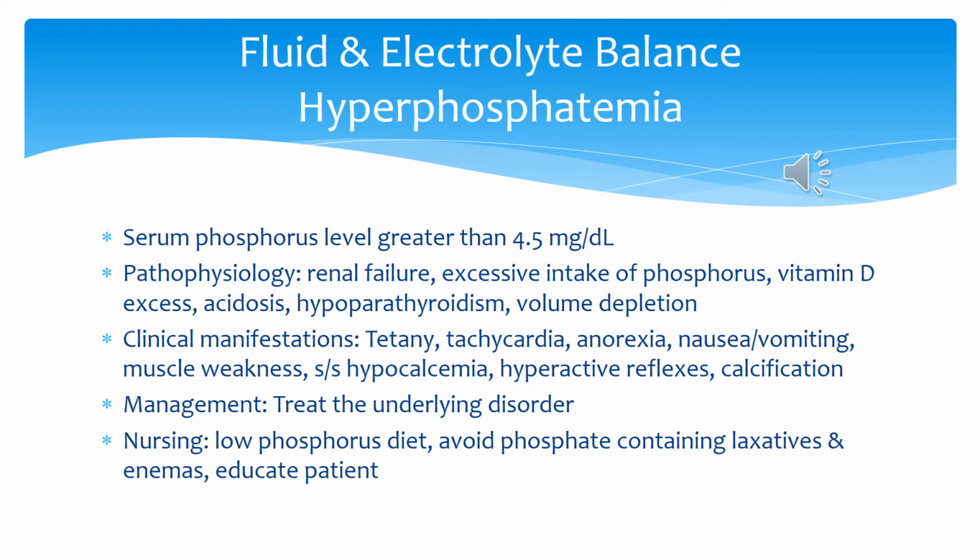Nursing management includes having a low phosphorus diet. So that means avoiding phosphorus-rich foods such as hard cheeses, cream, nuts, meats, whole grain cereals, dried fruits, dried vegetables, and kidneys, sardines, sweetbreads, and foods made with milk. We also instruct the patient to avoid phosphate-containing laxatives and enemas. We educate the patient about recognizing the signs of impending hypocalcemia and monitoring for changes in urine output.